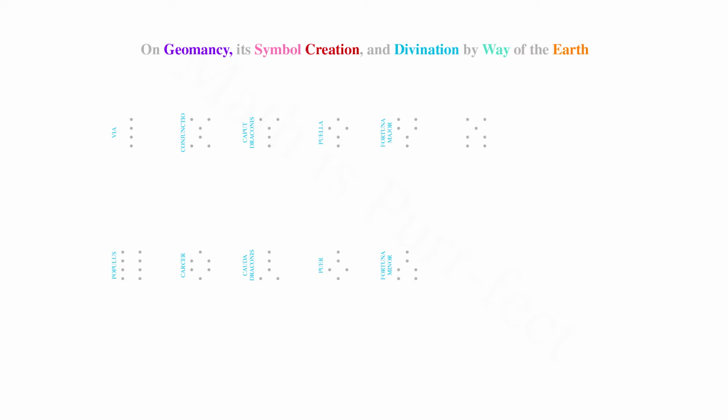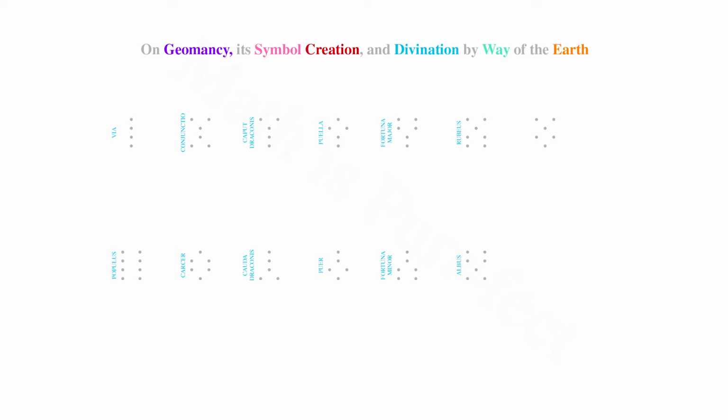The 11th geomantic symbol has 1 dot in the second row, and 2 dots in each of the other rows, and is termed rubeus, or red. The 12th symbol has 1 dot in the third row and 2 dots in each of the other rows, and is called albus, or white.